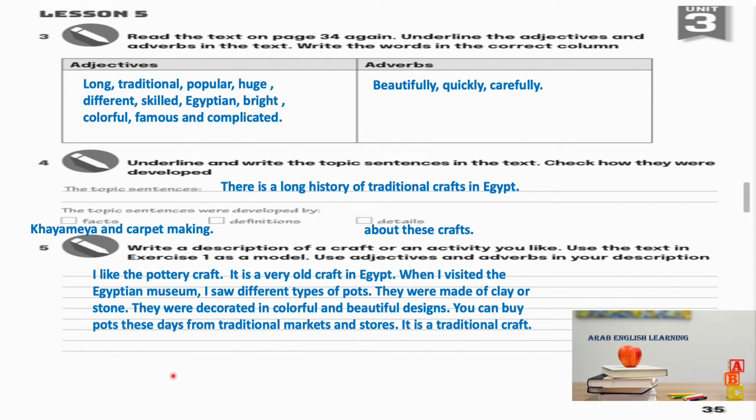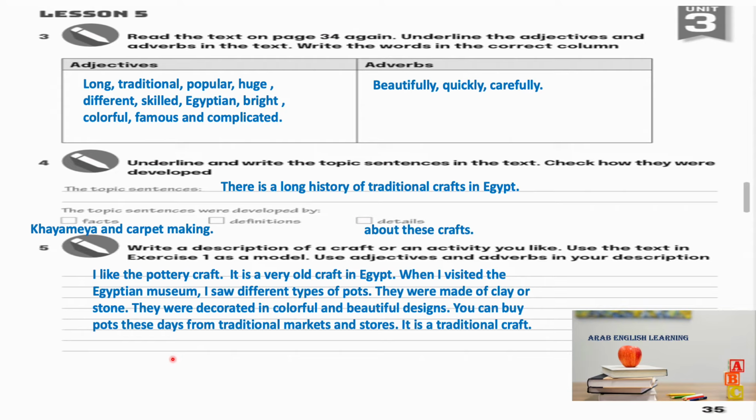I choose the pottery craft to talk about. I like the pottery craft. It is a very old craft in Egypt. When I visited the Egyptian Museum, I saw different types of pots. They were made of clay or stone. They were decorated in colorful and beautiful designs. You can buy pots these days from traditional markets and stores. It is a traditional craft. So I chose this craft to talk about.